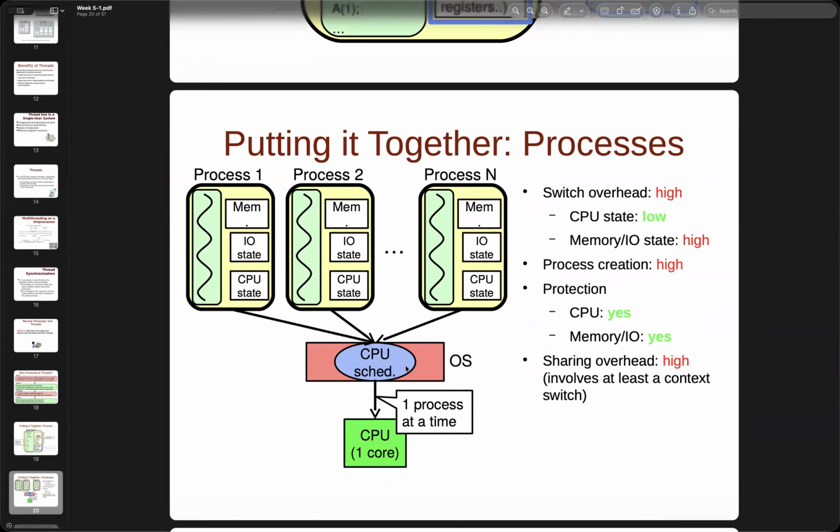We have the CPU and then scheduling, but because this time we only have a one-core CPU, every time we only execute one process at a time. It causes a problem because we need to switch from process one, two, three to n. So what's the overhead? High. What's the CPU state utilization? Low, because we always need to wait for the switch. How about the memory and IO state? Because we need to keep switching, this part is pretty busy, so high. How about process creation? We need to keep on creating, so it's high.